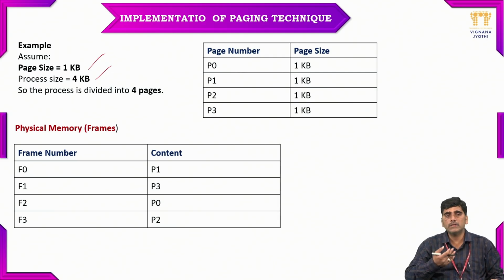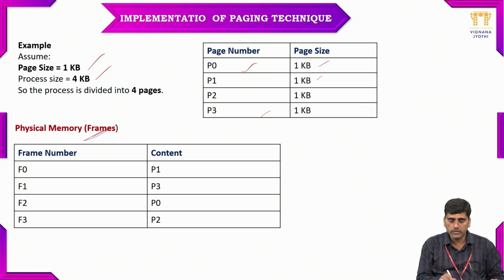We divide the process size into pages, and loading all the pages into the frames is called paging. Now the physical memory contains frames. In the page table, we have page number and page size. So P0 contains 1 KB, P1 1 KB, P2 1 KB, P3 1 KB, because the process size of 4 KB is divided into 4 pages.